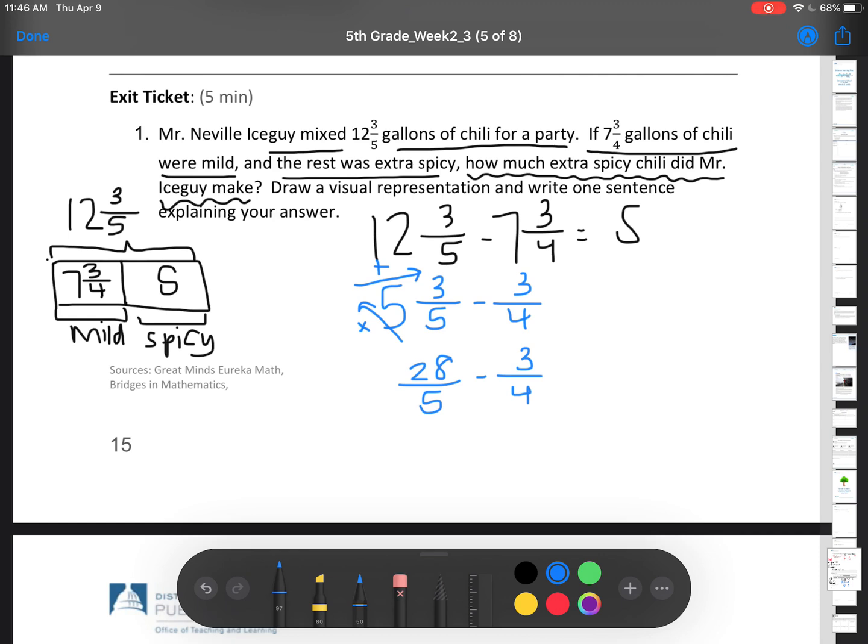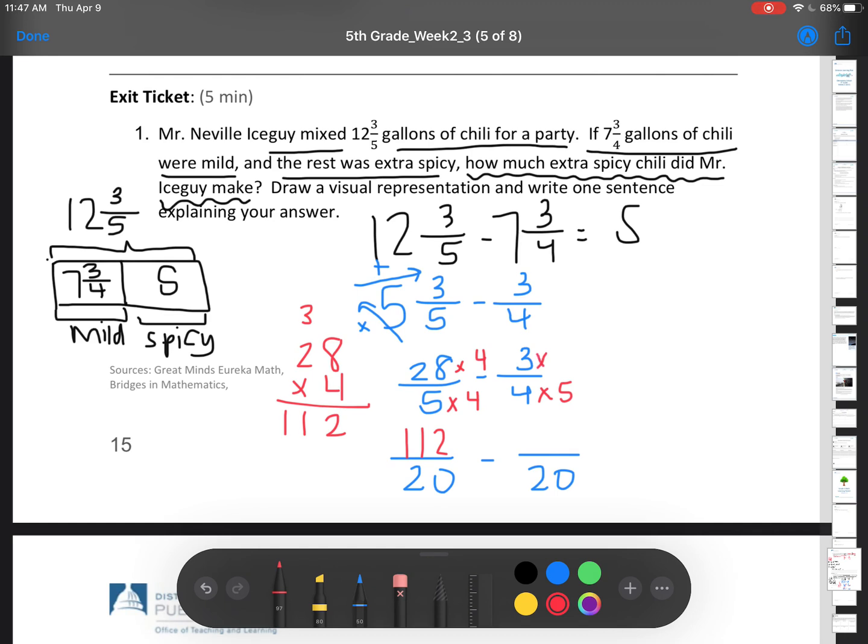Now I need to find my least common multiple. What is the least common multiple between 5 and 4? I know that I'm going to get 20. Now I'm going to use multiplication. 5 times what gives me 20? 5 times 4. And whatever I do to the bottom, I have to do up top. 28 times 4. Now, I don't know that off the top of my head, so I'm going to come over here and set it up. 4 times 8 is 32. 4 times 2 is 8, 9, 10, 11. So I get 112.